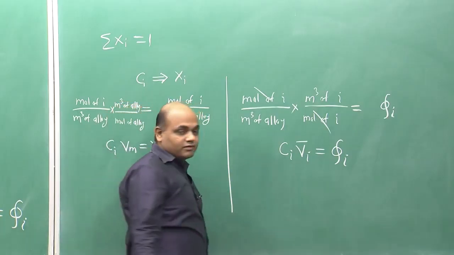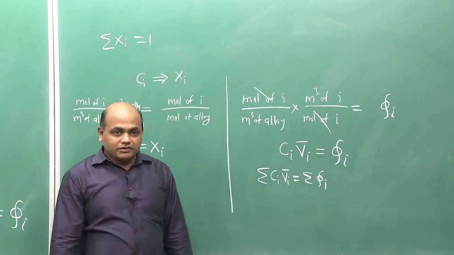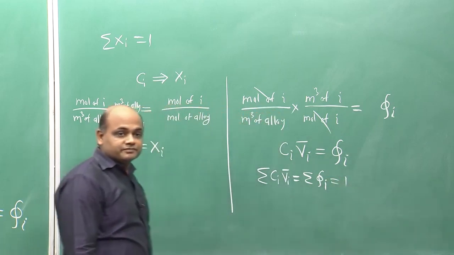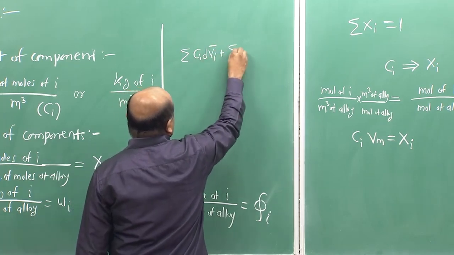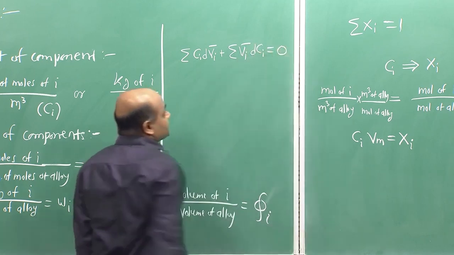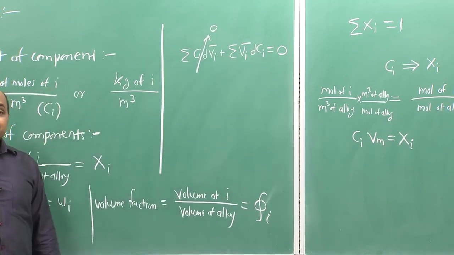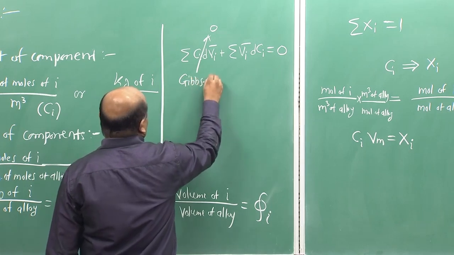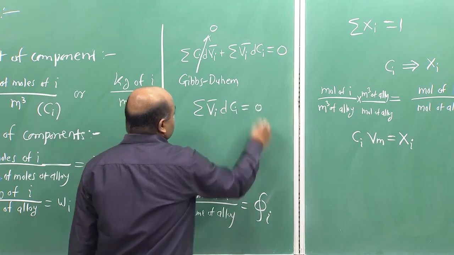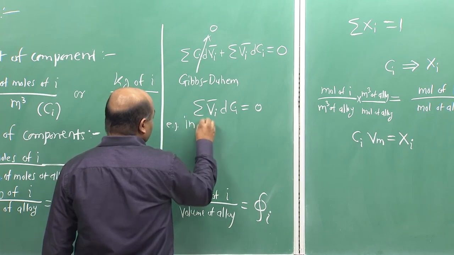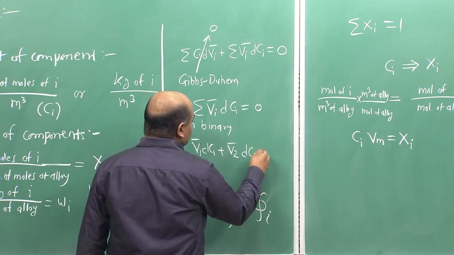So, if we take the summation over all n components, sigma Ci Vi bar equals sigma phi i, and we know sigma phi i is 1. So, if we differentiate both sides, we get sigma Ci dVi bar plus sigma Vi bar dCi equal to 0. Now, this first quantity we know is 0 based on the Gibbs-Duhem equation, right. So, what we get is sigma Vi bar dCi equal to 0. So, for example, in binary, you can write V1 bar dC1 plus V2 bar dC2 equal to 0.